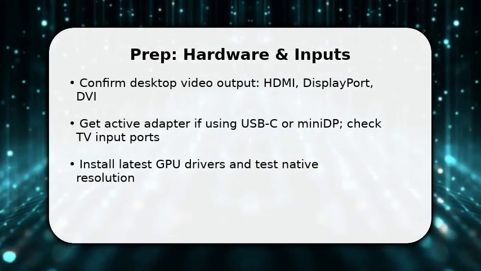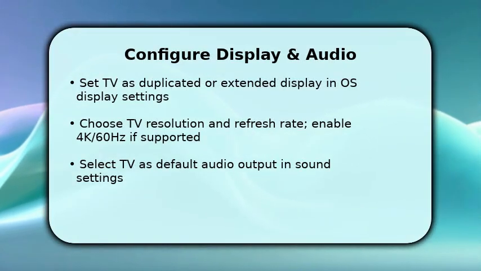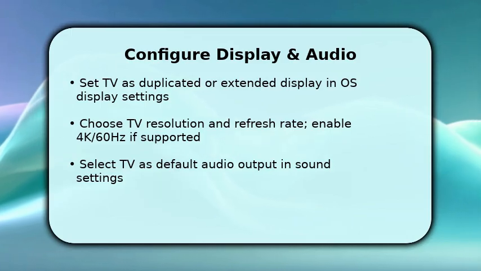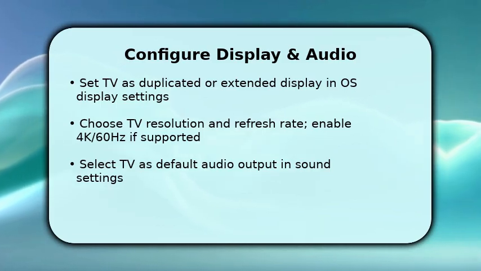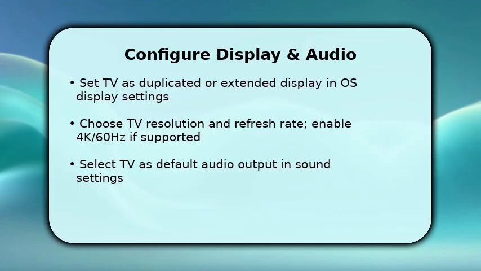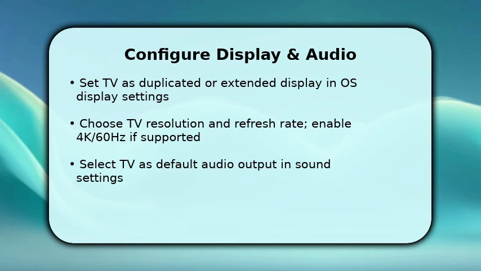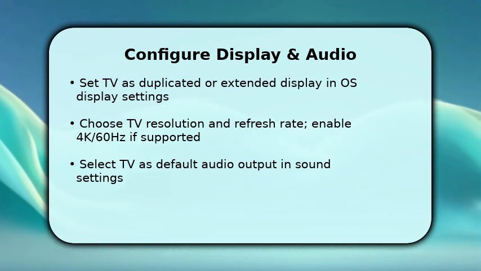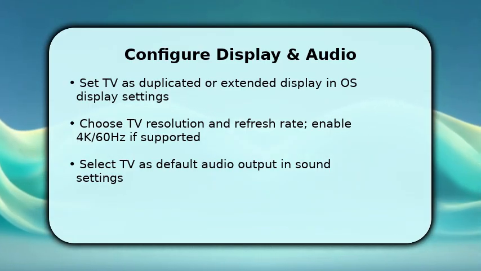You should now configure the display mode and audio so the TV behaves like a proper screen. In your operating system display settings, choose Duplicate to Mirror or Extend to use the TV as a second monitor. Pick the TV and set its resolution and refresh rate to match the panel. Enable 4K/60 Hz or HDR only if your cable and GPU support it. Then open Sound Settings and switch the default output to the TV or AVR. This ensures video and audio arrive together without delays or muted sound.